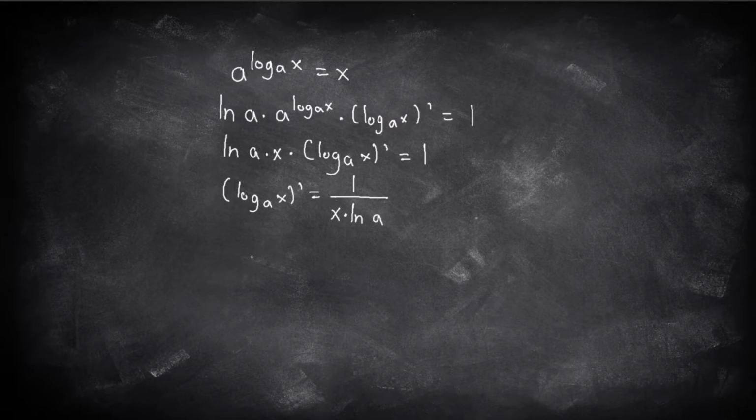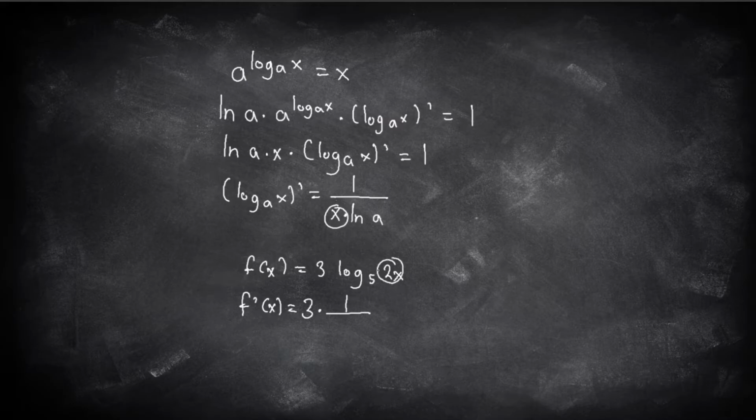Okay, so let's try an example. So let's say we have f of x is equal to 3 log 5 of 2x. So taking the derivative of this, 3 is a scalar, so we don't have to do anything to it. Taking the derivative of our log, let's follow this formula. It's just 1 over our x. So that's our 2x right here, multiplied by our natural log of a. So our a right here is 5. So natural log of 5.